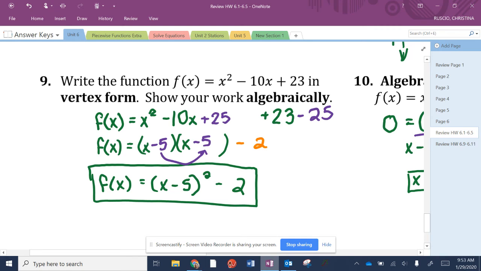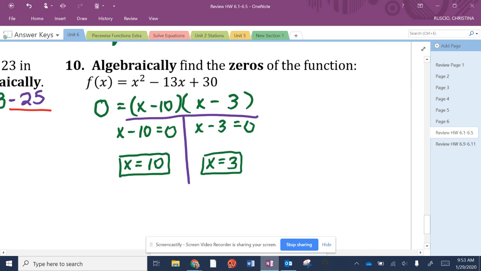So we needed to find what number completed this square. Half of -10 is -5. -5 times -5 is 25. If I add 25, I have to subtract away 25. So this 23 and -25 are friends, and become -2. And then we just write it in a nice pretty package. Notice how it said f of x, so I kept it f of x.